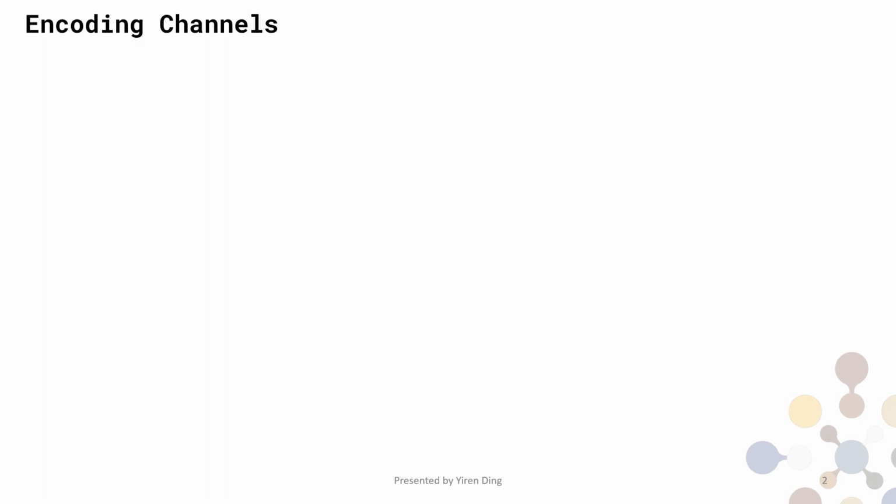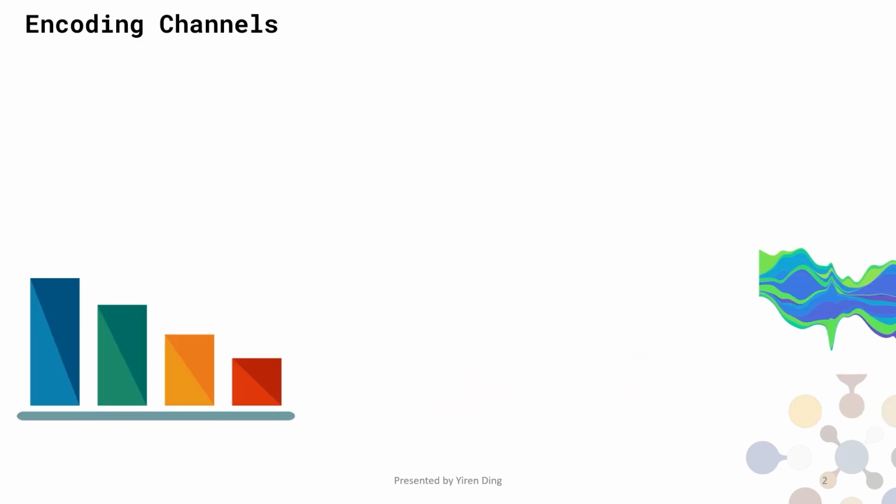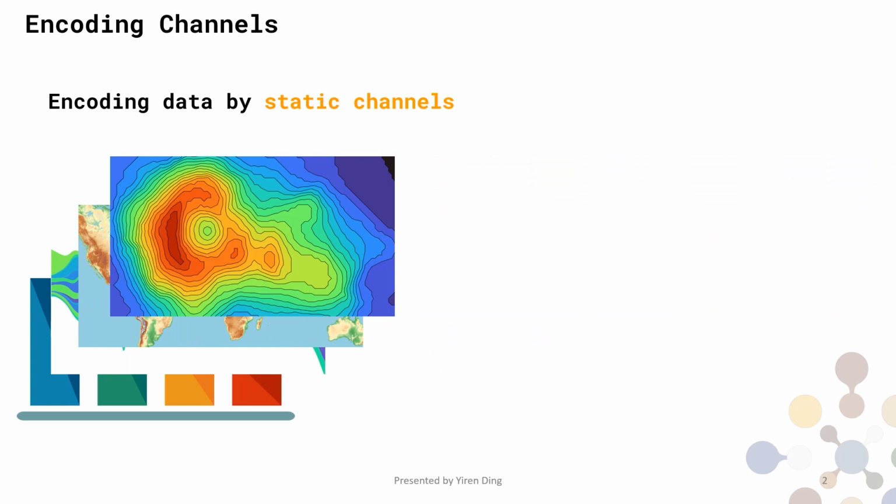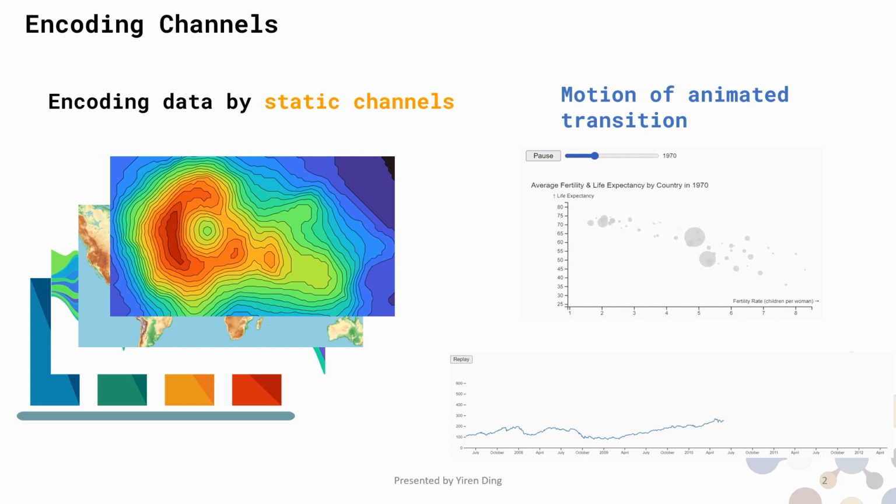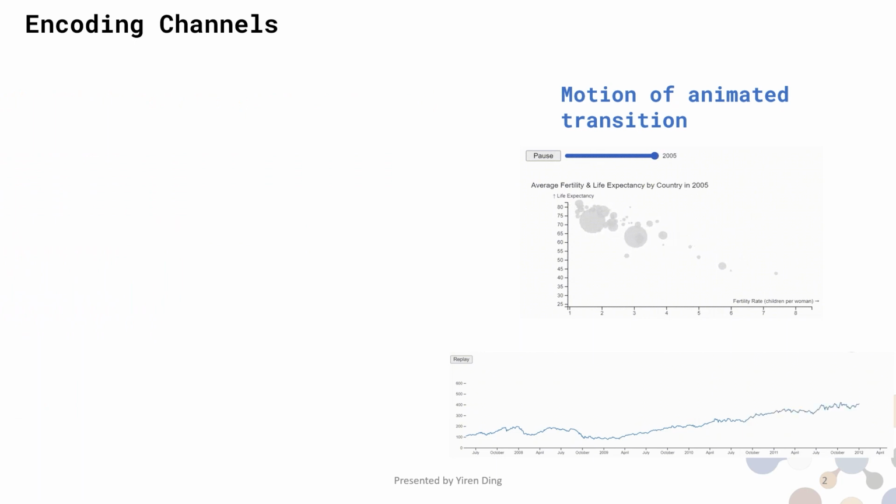Data visualizations usually leverage channels to encode data values, such as color, position, length. They are all static channels. Meanwhile, the application of motion is very limited. People use motion to make animated transitions from one visualization state to another. So, this animation does not encode any data values.